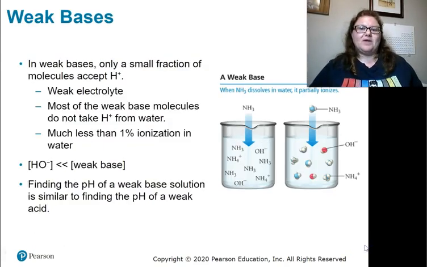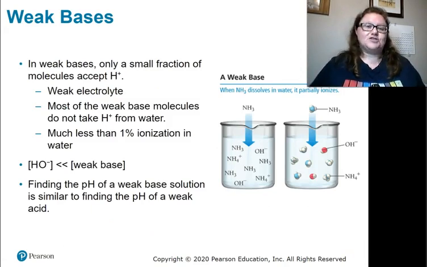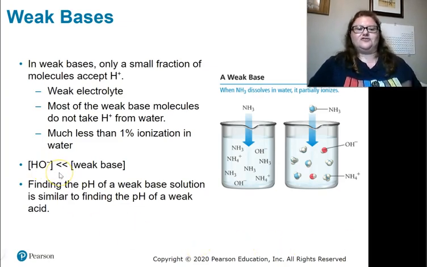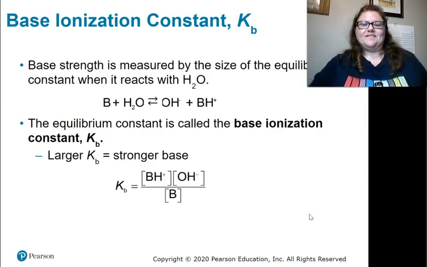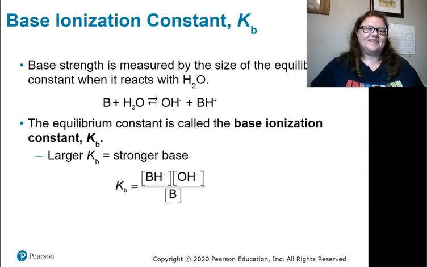All right, so a weak base is the same definition as a weak acid. It's not completely dissociating. Some of it remains together as a compound. And so the hydroxide ion concentration is very, very low. Finding the pH of a solution is similar to finding the pH of a weak acid. We've got to do an equilibrium. So that's where Kb comes in.